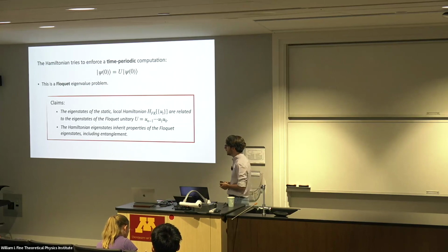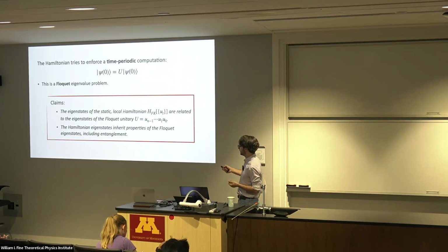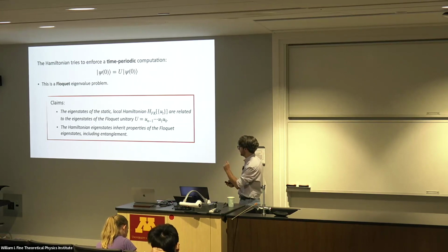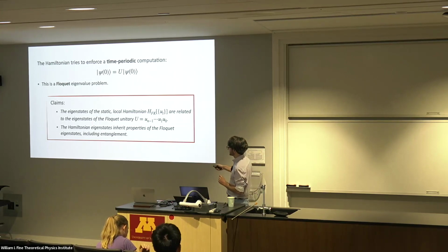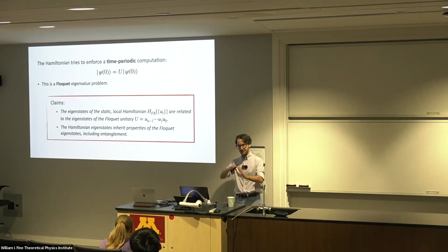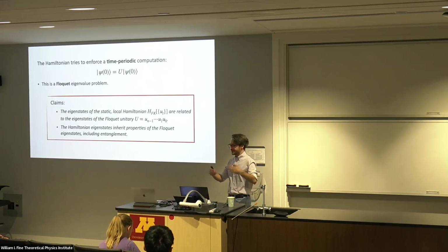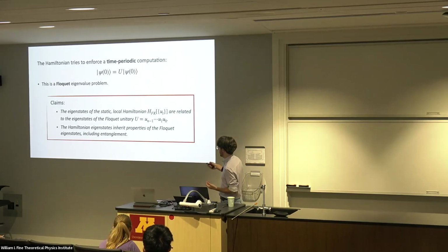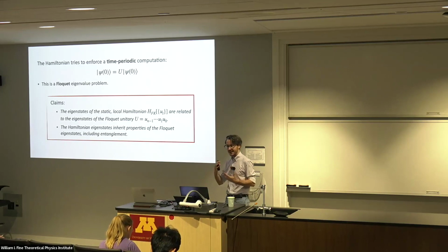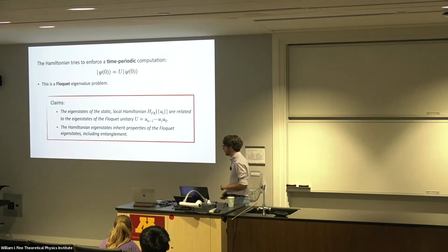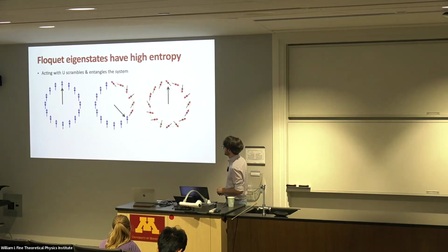Okay? So claims now. The claim is that the eigenstates of this static local Hamiltonian, this Feynman-Kitaev clock with periodic boundary conditions, are actually related in a way that I'll make precise to the eigenstates of this Floquet unitary, this many-body unitary operator acting on the quantum computer. And the second thing that is obvious to people who have thought about Floquet systems, but not to others, is that the eigenstates of these Floquet unitaries are highly entangled, and you end up inheriting that entanglement in your Hamiltonian eigenstates. Okay, so let me explain that in 10 seconds.